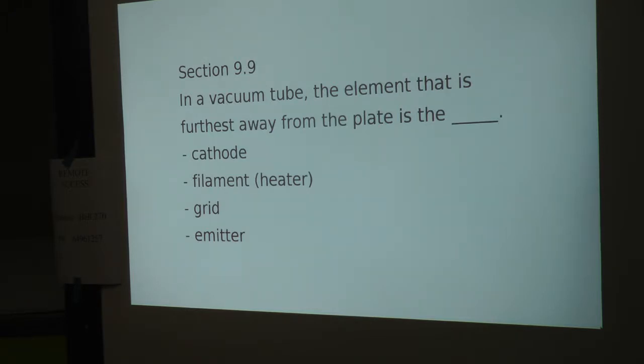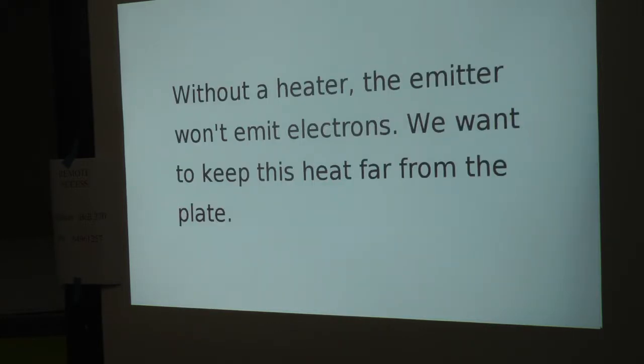In a vacuum tube, the element that is farthest away from the plate is the emitter? That'd be 2. So it's the heater. Oh, yeah. So without a heater, the emitter won't emit electrons, and because that's what causes the electrons to be emitted from the cathode, we want to keep that as far away from the plate as possible to increase the differential that we have. In the break, I'll show some of the larger tubes. You can actually see those components and see the construction of it, so it'll make more sense then. Yeah, absolutely, that'd be fantastic.